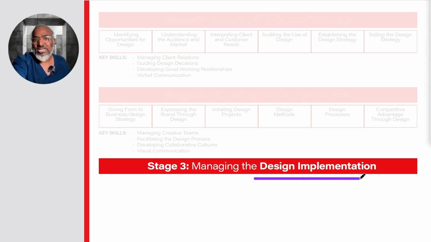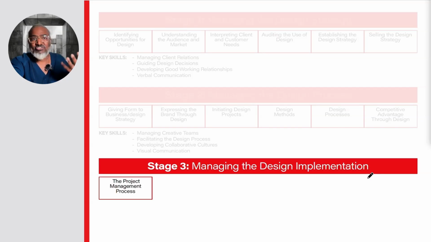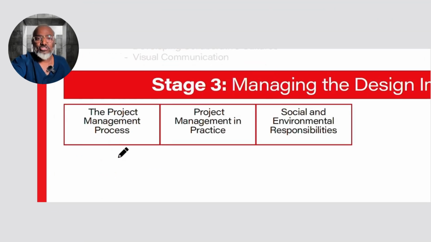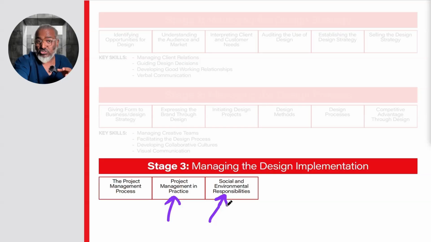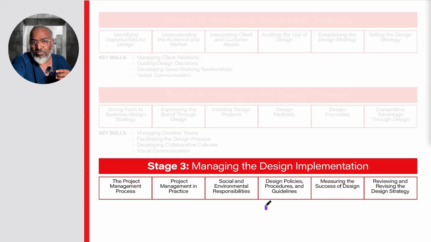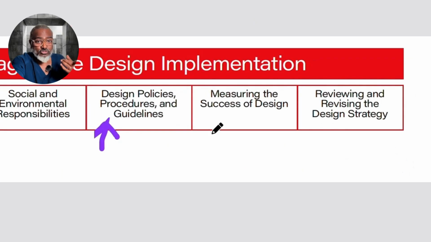Third stage, which is design implement. Here are a few activities you do, like project management processes. You need to be good with managing processes and project management practice. You need to inculcate that into every member. And social and environmental responsibility. While the project is running, you are the manager. Make sure that a lot of those norms are met, environmental eco-friendliness norms. Further, design policy, procedures, and guidelines, you need to make sure they are part of it.